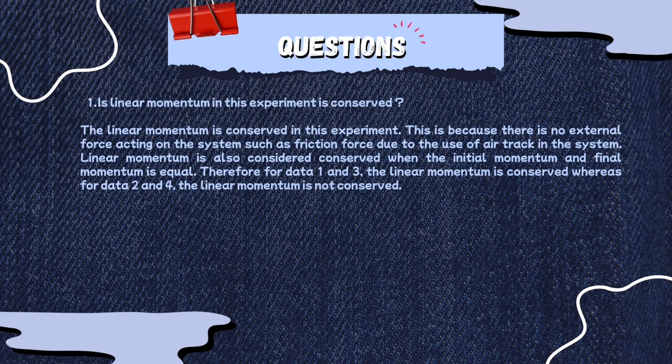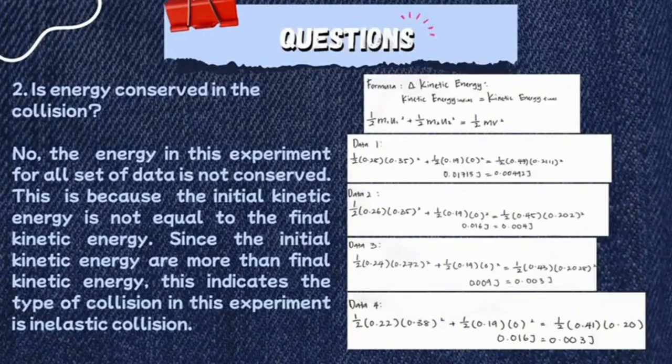For question 1, is linear momentum in this experiment conserved? The linear momentum is conserved in this experiment. This is because there is no external force acting on the system, such as friction force, due to the use of air track in the system. Linear momentum is also considered conserved when the initial momentum and final momentum are equal. Therefore, for data 1 and 3, the linear momentum is conserved, whereas for data 2 and 4, the linear momentum is not conserved.